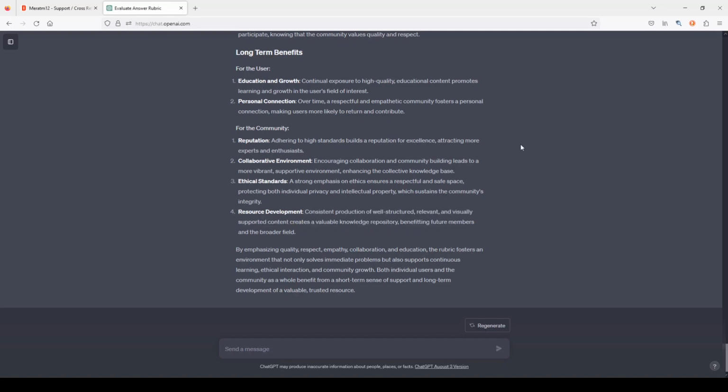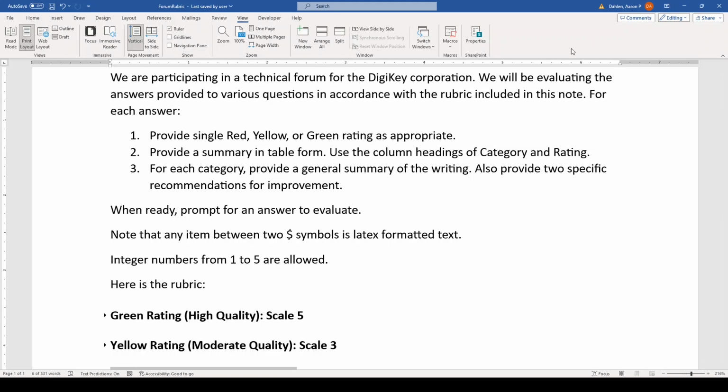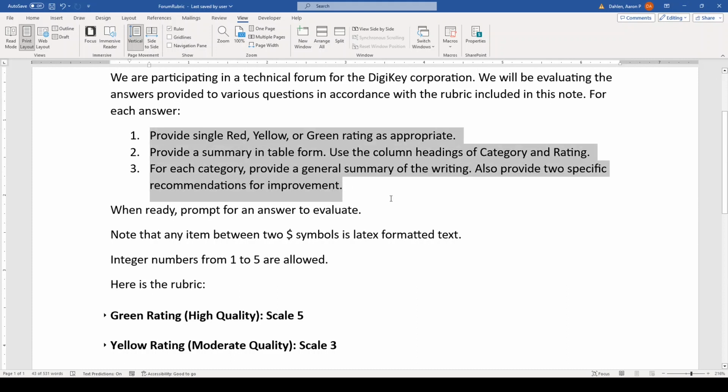Before we finish this video, let's go back and take a look at that rubric. This is the rubric that I've been working on for a while now. It starts out with the purpose. So we are participating in a technical forum. We're evaluating answers to questions in accordance with the attached rubric. And here is what we want the machine to do.